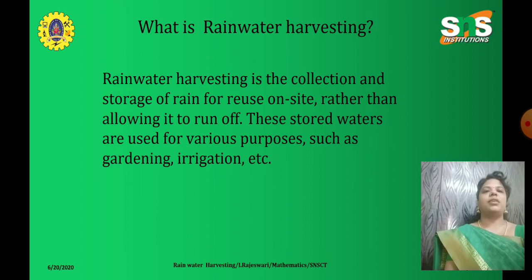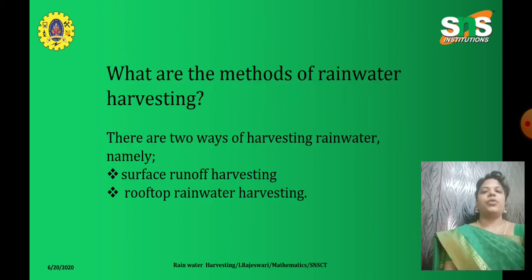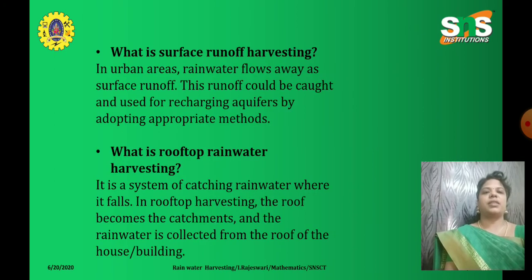Next, we are going to see what is rainwater harvesting. Rainwater harvesting is the collection and storage of rain for reuse on site rather than allowing it to run off. This stored water is used for various purposes such as gardening, irrigation, etc. Now we are going to follow two methods in rainwater harvesting: surface runoff harvesting and rooftop rainwater harvesting.